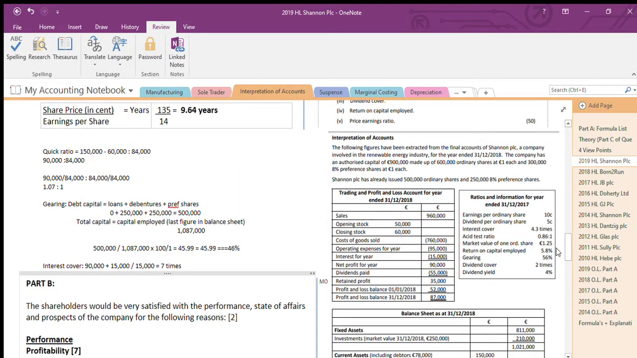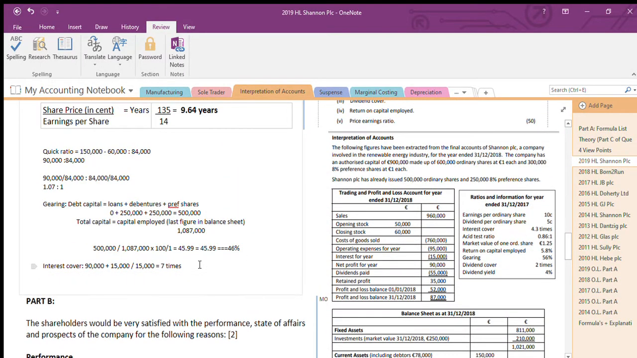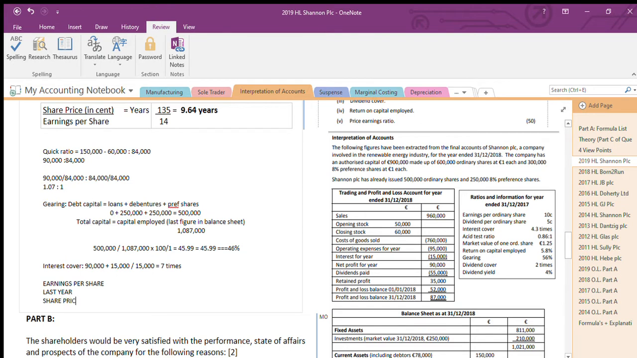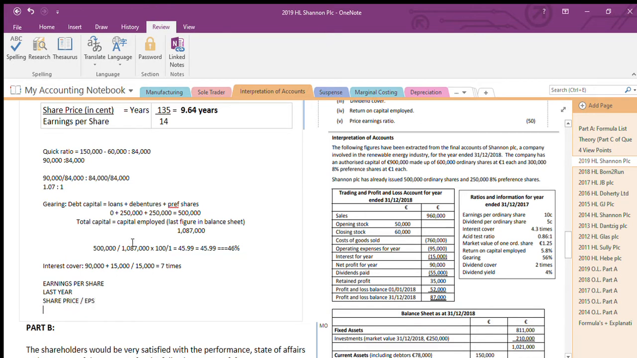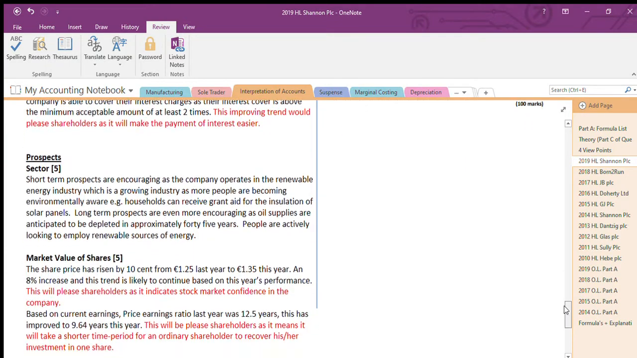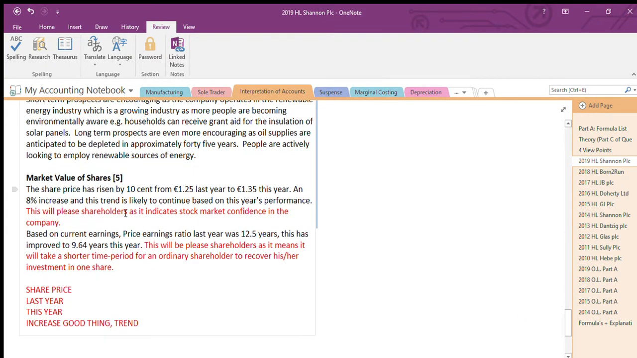So for last year, again, I'll just show here earnings per share, just so that you have it, and you can take this down as well as workings for last year. So it's share price divided by earnings per share for EPS. Share price last year was €1.25, it's 125 cent, divided by 10 cents. So 125 divided by 10, and that equals 12.5 years. So that's that worked out there. That's the workings. You just do that to the side, above the question, or on the rough sheet in the exam. So last year was 12.5 years.